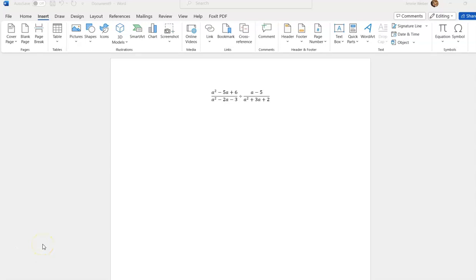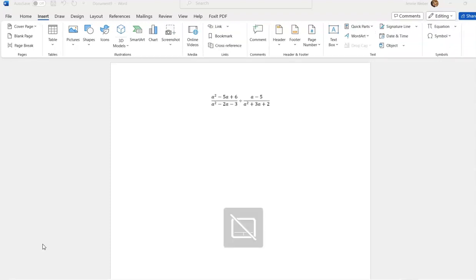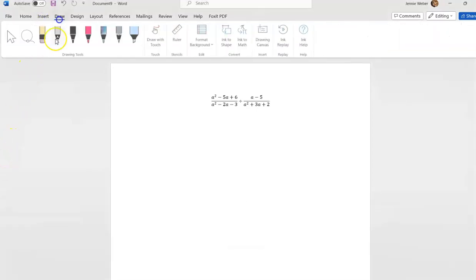We're asked to divide these two rational expressions. When we divide rational expressions, it's just like dividing fractions, so we multiply by the reciprocal. But the first step I always do with any problem is I factor everything. That's always going to be your first step. So before you do anything else, factor everything.